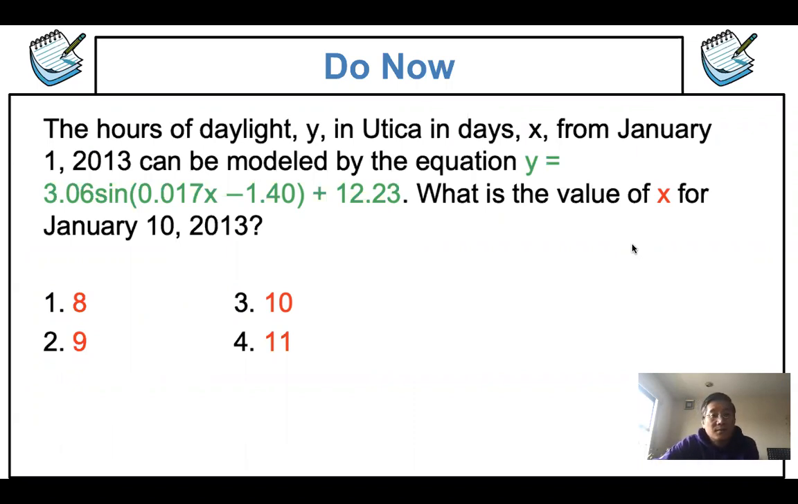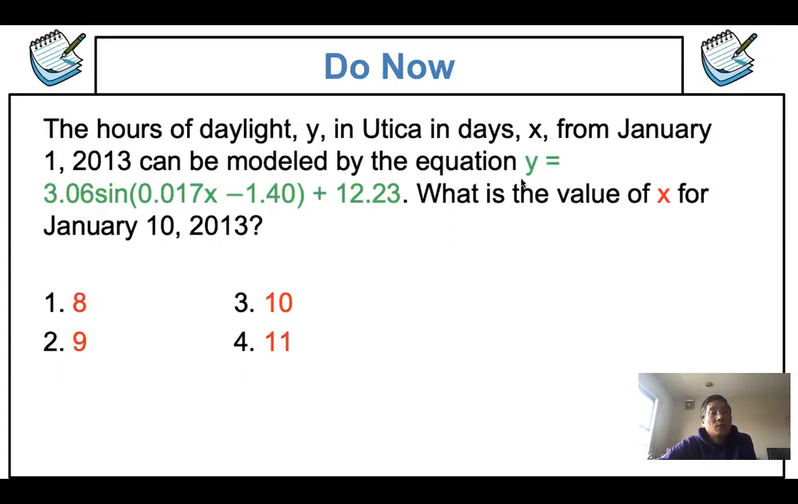The hours of daylight, which is y in Utica, in days x from January 1st, 2013, can be modeled by the equation y equals 3.06 sine(0.017x minus 1.04) plus 12.23. What is the value of x for January 10, 2013?